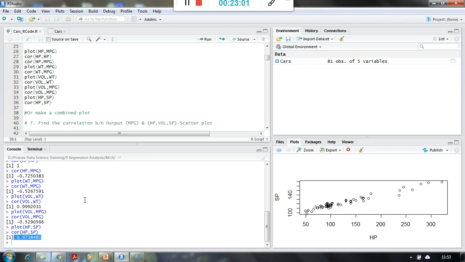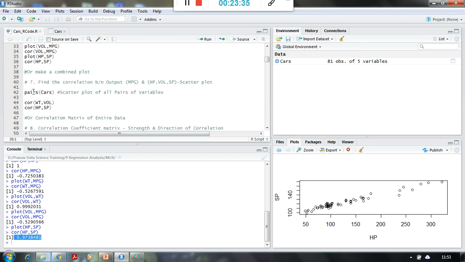So up till now, what we have understood from the given data set and the business problem is that we have to predict the MPG, whereas the input variables are HP, SP, weight and volume, and these variables are having a linear correlation with each other in pairs. Volume is having it with weight and HP is having it with SP. This we have checked from individual plotting.